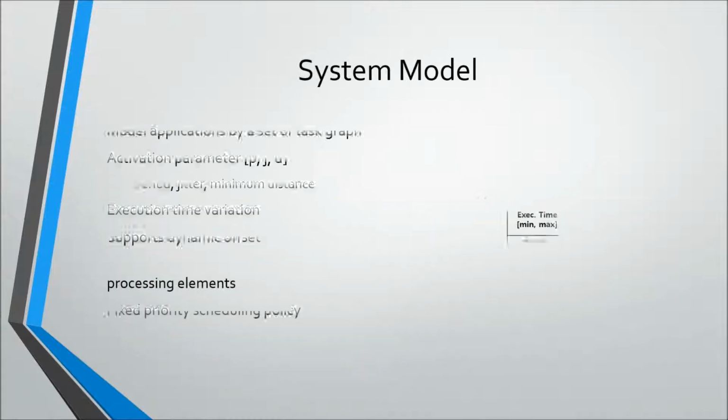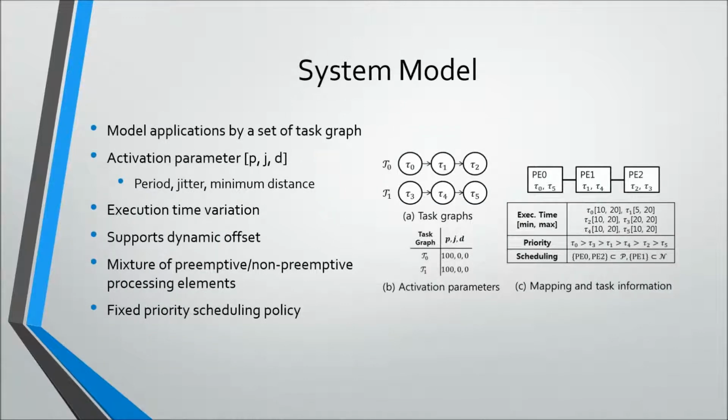This is our system model. Application is represented as a set of task graphs. We support period, input jitter, minimum distance, execution time variation, and dynamic offset. The processing elements can have fixed priority preemptive policy or fixed priority non-preemptive policy. From now on, I'll demonstrate the way to model the target applications and the system with our tool.